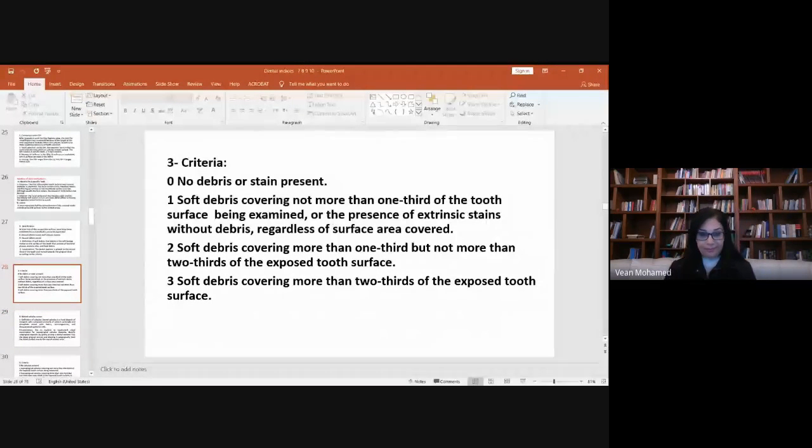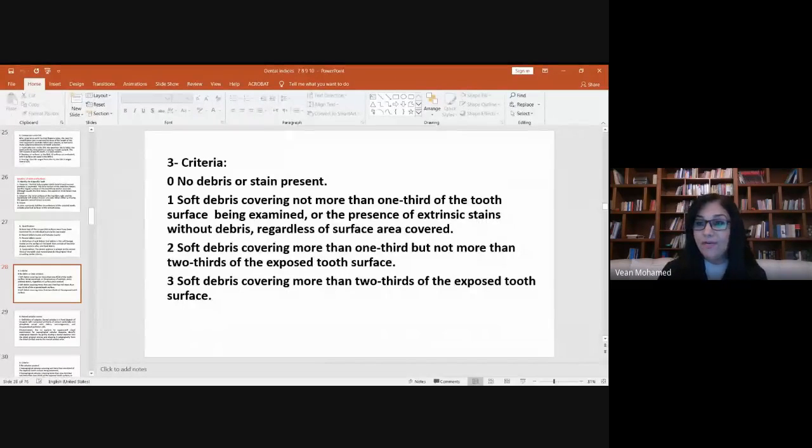Now the criteria. Criteria for debris index simplified. 0, no debris or stain. 1, soft debris covering not more than 1/3 of the tooth, meaning one third or less. 2, soft debris covering more than 1/3 and not more than 2/3, from a third up to two thirds. 3, soft debris covering more than 2/3 of the exposed surface, meaning more than two thirds, almost all the tooth.